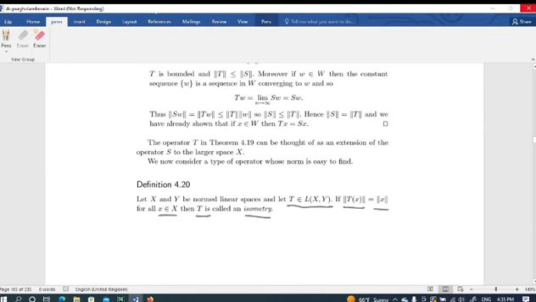Definition: let X and Y be normed linear spaces and T belongs to L(X, Y). If the norm of T(x) equals the norm of x for all x, we say that T is an isometry. So when we say that a function is an isometry, it means that the norm of T(x) is equal to the norm of x.